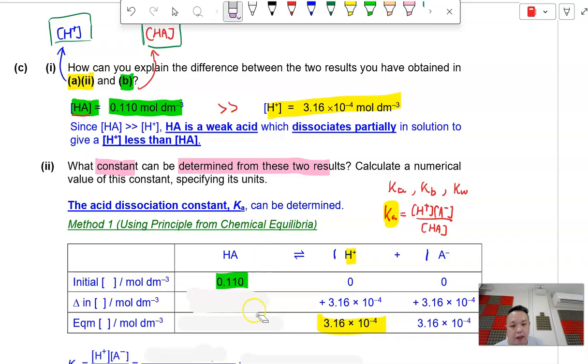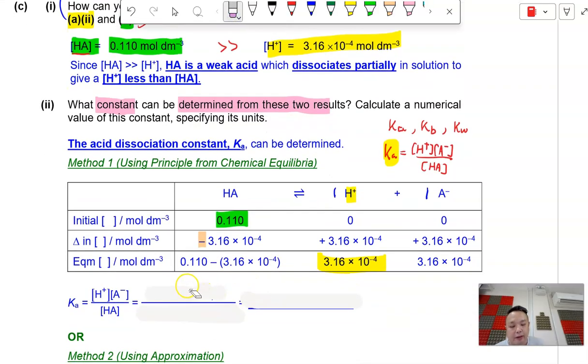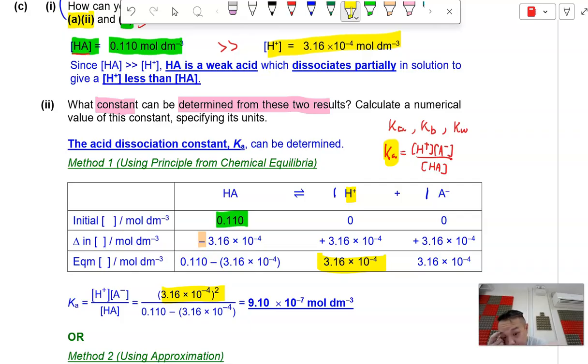The change for your HA will correspondingly be a negative, just like what we do for an ICE table. When your products increase, the concentration of your reactants will decrease correspondingly. And therefore you can find the equilibrium concentration of HA. When you substitute the values at equilibrium into the Ka expression, like what we mentioned earlier, H plus A minus over HA, we can find the Ka value. In this case, you just key into your calculator. So substitute into your expression and solve.